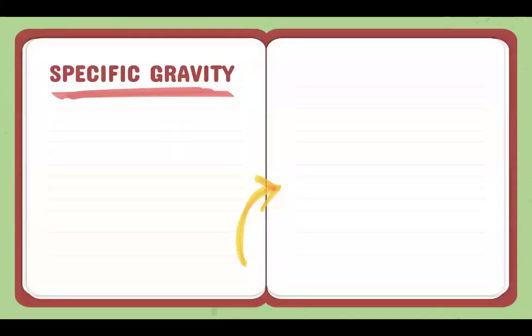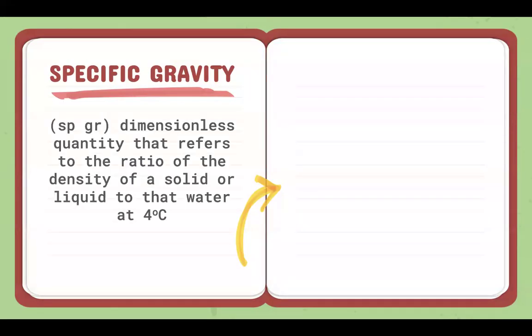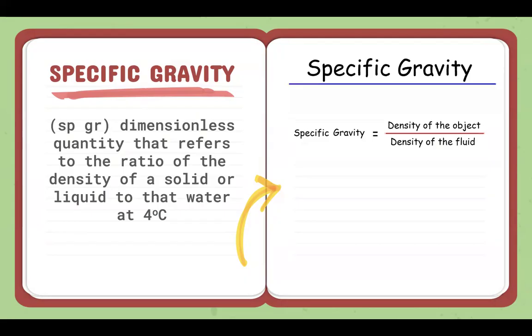All right. Now, the next quantity is specific gravity. This one is dimensionless, meaning it has no unit of measurement. But we use this as a ratio for the density of a solid or a liquid. So we get the specific gravity of the substance by dividing the density of the object by the density of the fluid.